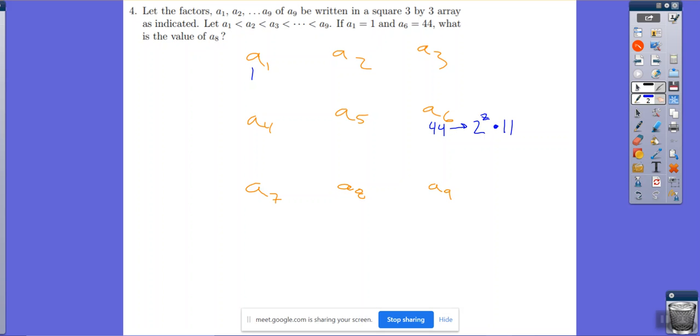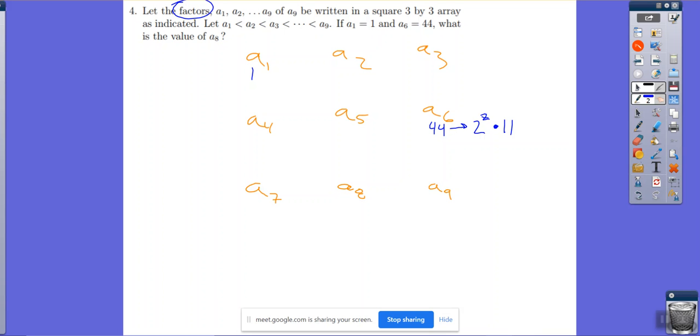Mr. Francie, I have a question. How do you know when to put stuff into prime factorization, like during a math competition? That's a great question. Because it's talking about factors. As soon as it starts talking about factors, I don't always have to do prime factorization, but it's a good bet prime factorization is going to be on the menu.